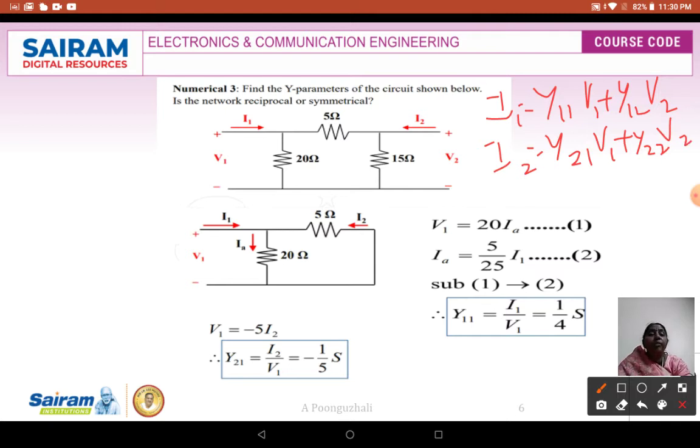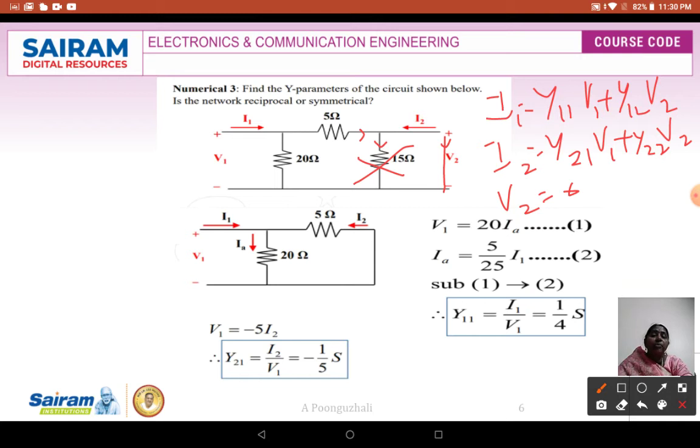Now we make V2 equivalent to 0. First step is we make V2 0, which means there should be a short circuit. When I draw a short circuit, the current coming like this will get divided into 2. But you can see that V2 has a low resistance path. Low resistance path means no current will flow through this 15 ohm resistance. So I can neglect this and redraw the circuit.